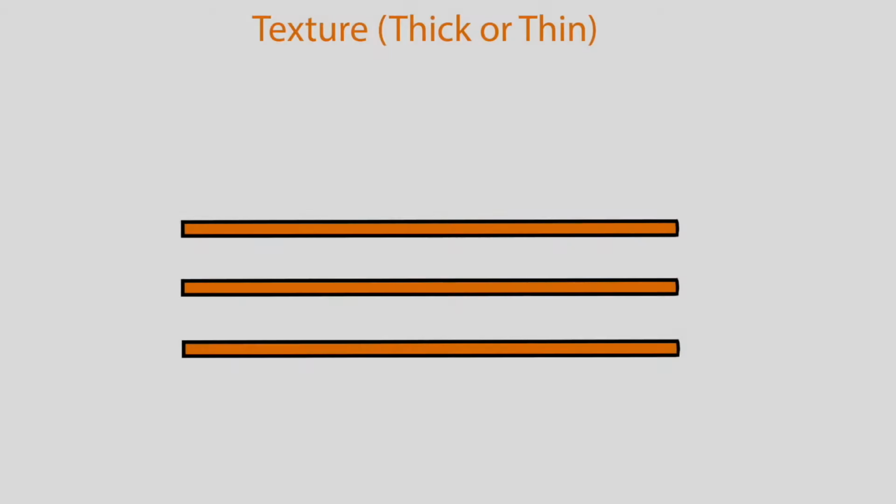Texture is measured by how thick or thin the sound is, and this is usually measured by how many instruments are playing together or how many notes are playing together. So one note on its own would be a thin texture, but having more notes playing together like a chord would have a thicker texture.